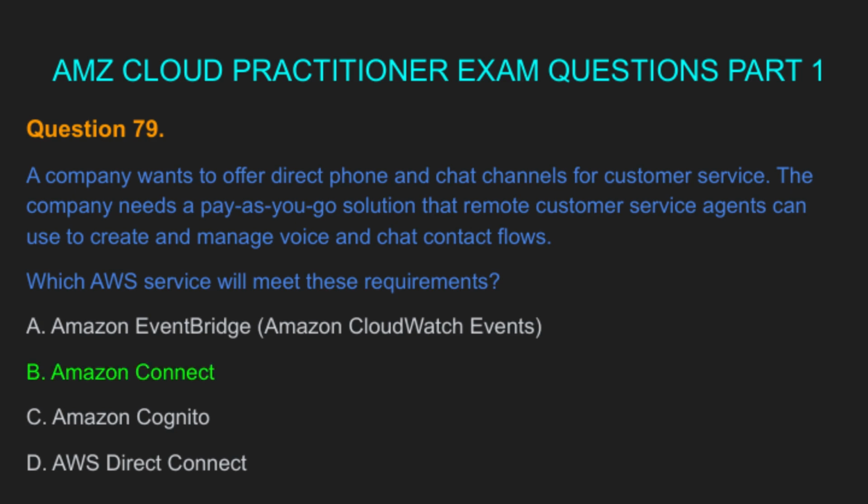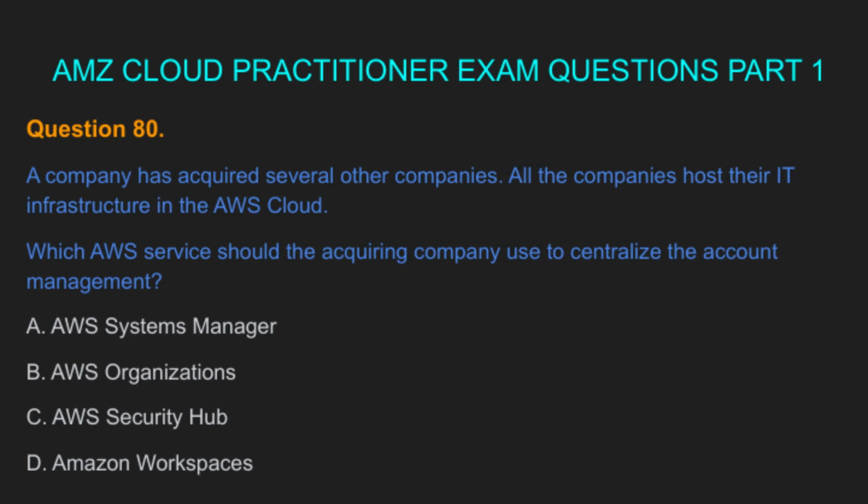Amazon Connect is an omni-channel cloud contact center. You can set up a contact center in a few steps, add agents who are located anywhere, and start engaging with your customers.